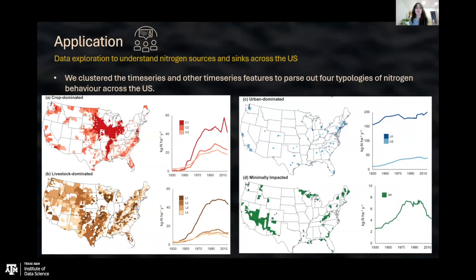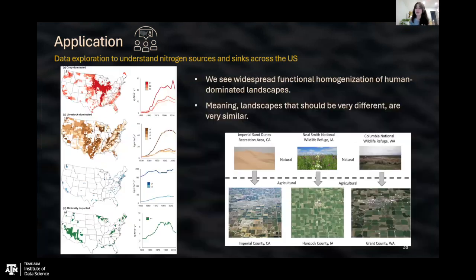With this, we're able to group together different counties, and we're able to say, okay, these counties are the ones that have a lot of manure in it. These ones are the urban counties. These ones are minimally impacted, right? They don't have much inputs, and the surplus of nitrogen in these landscapes is really low. And we were able to divvy up the whole United States based on these 4 typologies.